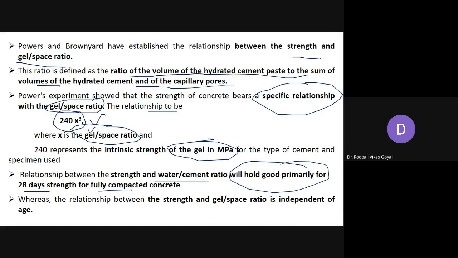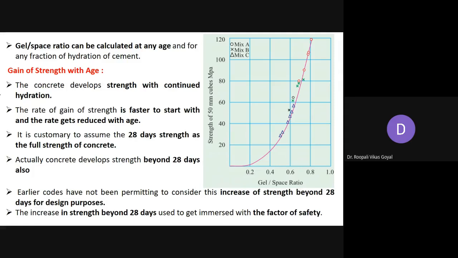But the relationship between strength and gel to space ratio is independent of age, because gel formation is a continuous process. It may gain strength beyond 28 days also, but normally we check the 28 days strength of concrete because most of the hydration would have taken place by that time, but it may extend beyond 28 days. It is not that strength gain stops after 28 days. That strength gain is going on. So this gel to space ratio can be calculated at any age and for any fraction of hydration of cement.